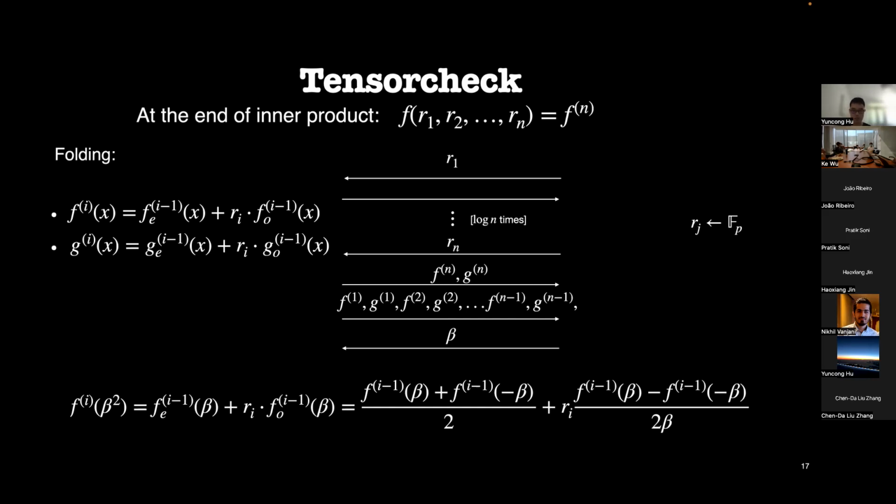As you can see here, we need to evaluate this univariate polynomial at 3 different points, beta square, beta, and minus beta. But by using the batching technique from the KZG, even if you need to evaluate at 3 different points, you only need one single evaluation proof and one single group element. Thanks. Okay. Thank you.